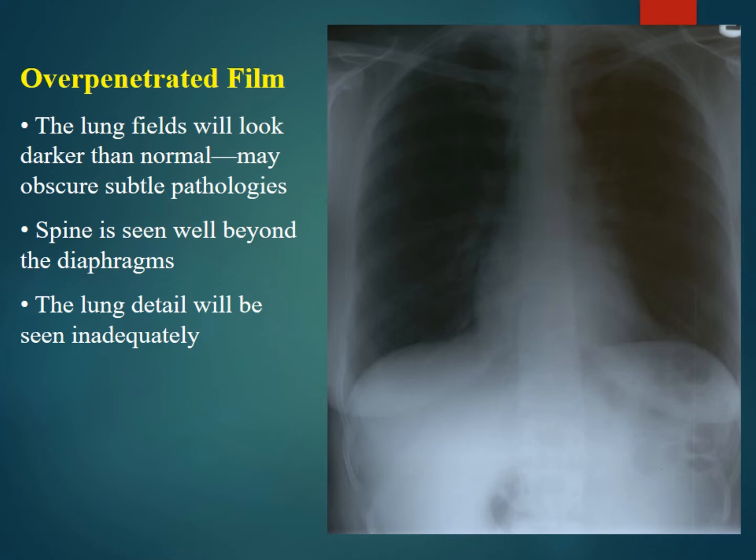If it is an over-penetrated film, then here we can see that the lungs are looking darker than the normal. It may obscure the subtle pathology. The spine, we can see the spine here clearly seen well beyond the diaphragm, and the lung details here are all missing. They are not adequately seen.